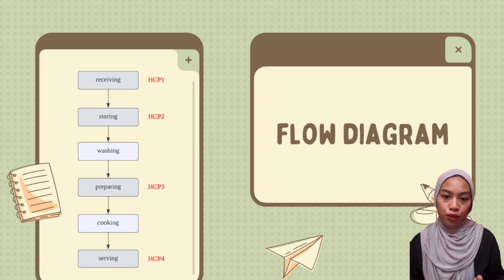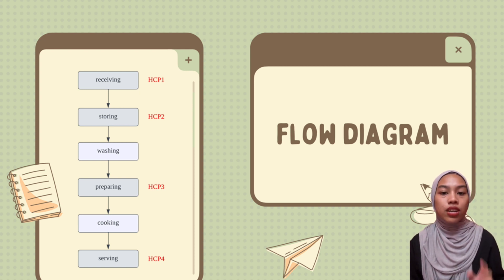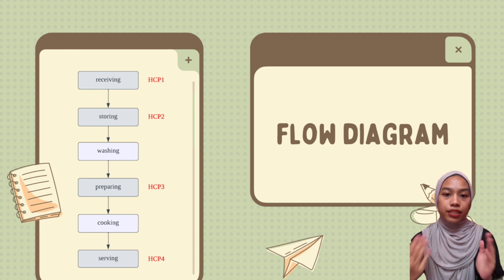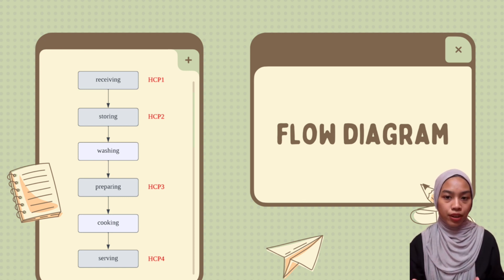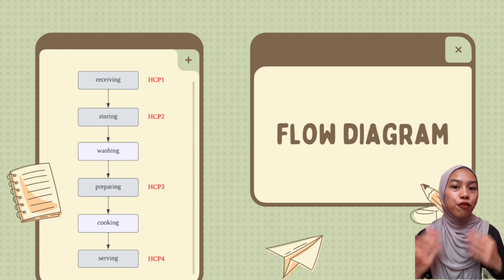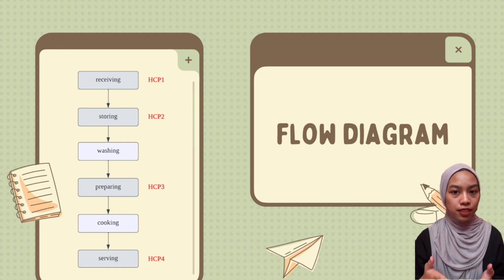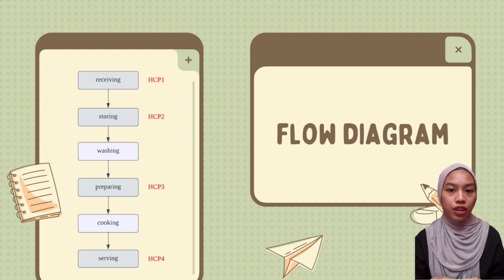This is the flow diagram for the preparation of the food served in the kitchen and also the halal control points for the process. It starts with receiving raw material from the supplier, which is HCP1, and goes to the next process, which is storing, and this is HCP2. The next process is washing, followed by preparing, and this step is also considered an HCP. Next process is cooking, and the last step is serving, which is HCP number 4. For this video, I will discuss HCP number 1, which is receiving raw material from the supplier.